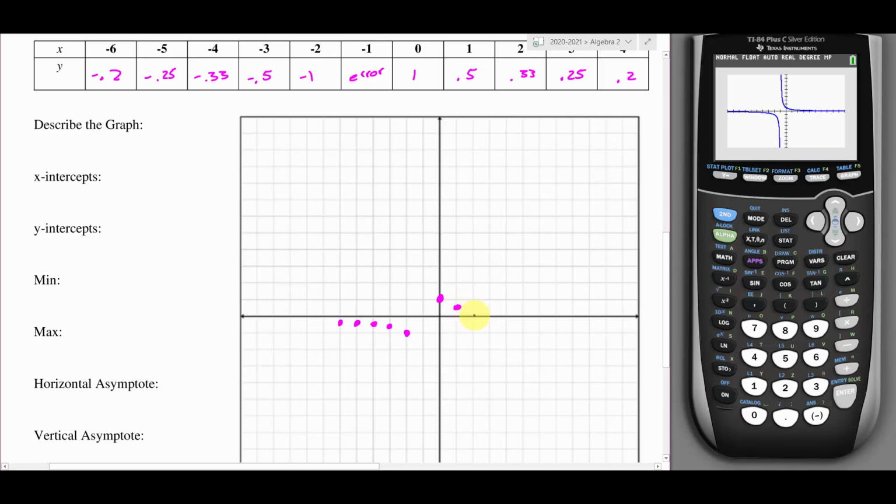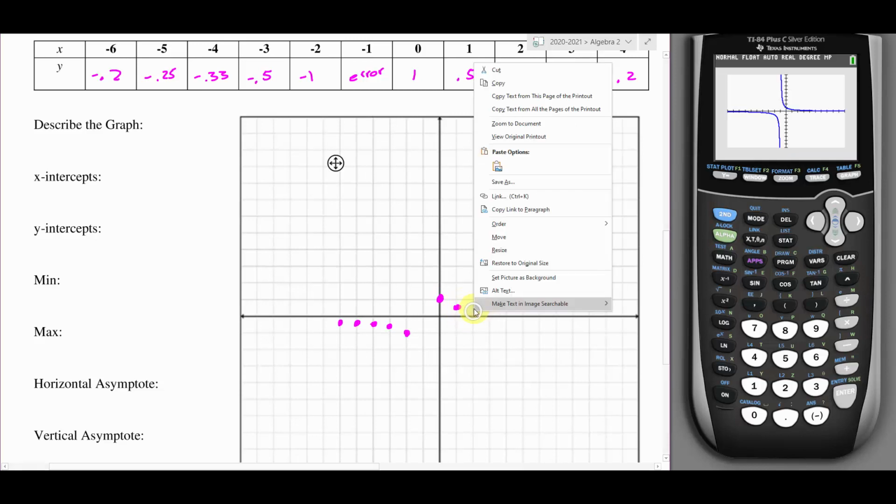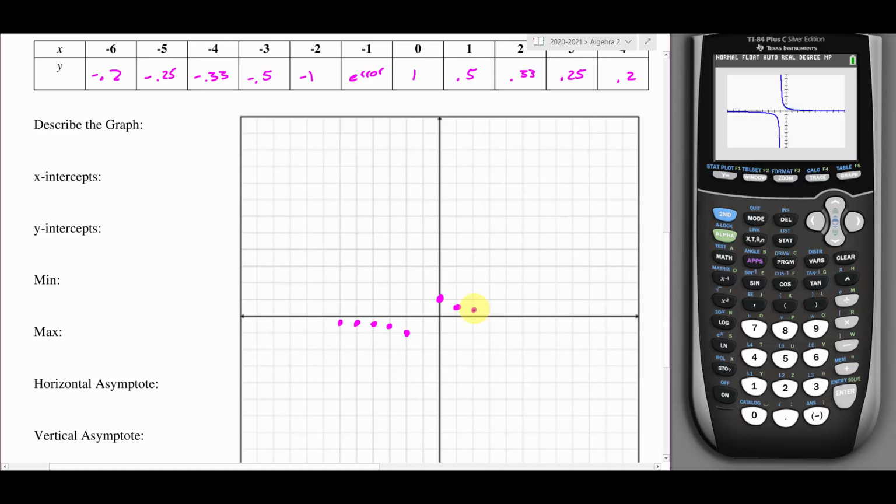And then 2 and 0.33. And then we're going to go to 3 and 0.25. And then the last one here at 4 and 0.2. So you kind of see what we're doing here. We're shaping this other curve, right? Because if you look at the graph, there's two of these curves here. So we've got that one kind of shaped with the points that we have, and we have this one shaped with the points that we have here.